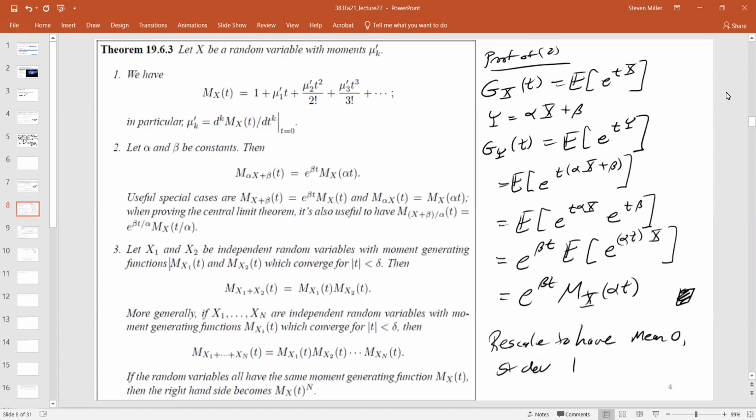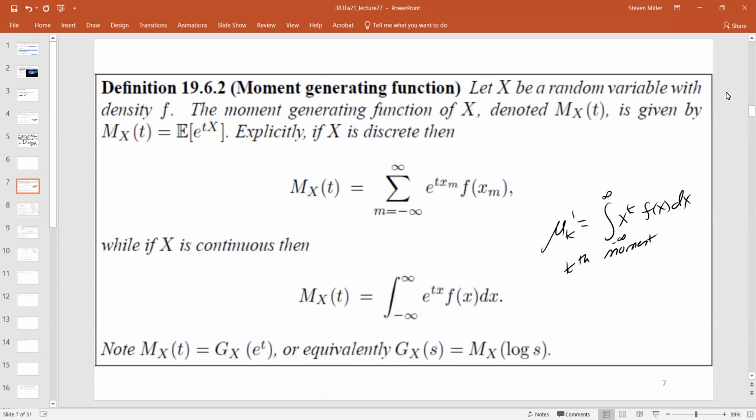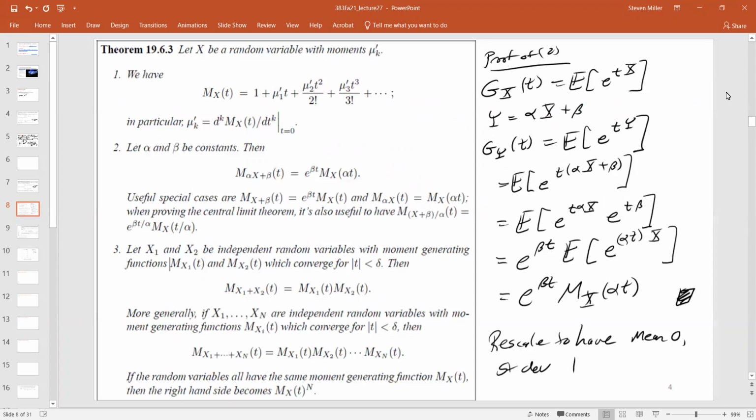I'm not going to go through this in detail. If anybody's interested, you can look at the slide. If you do a Taylor series expansion of the moment generating function, go back to the definition, take the function e to the tx and write it as a sum of tx to the n over n factorial, and say the integral of the sum is the sum of the integrals. When you do some algebra and expand it, you will get the moments of the probability distribution. Hence the name moment generating function.